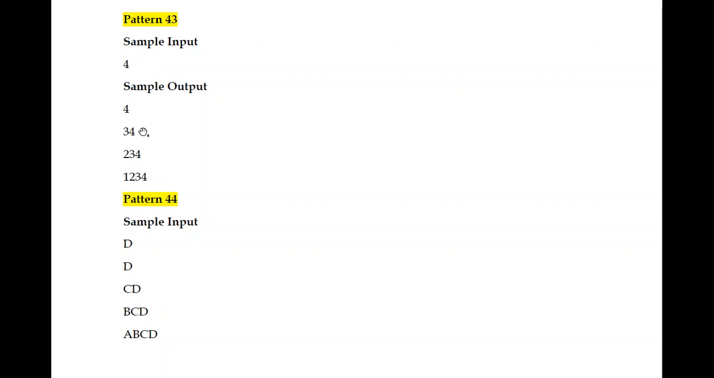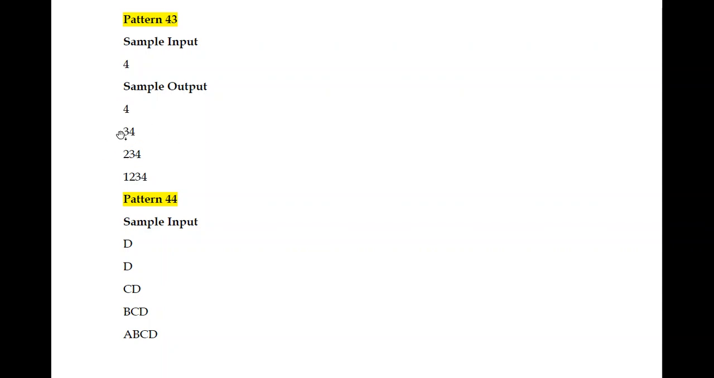If my sample input is 4, the output should be displayed in reverse direction: fourth row, third row, second row, and first row. In our previous session we discussed that 1 to 5 executes 5 times, and 5 to 1 also executes 5 times. We are only changing the direction, forward or reverse. This time we are going in the reverse direction. If my sample input is 4, 4 rows are printed.